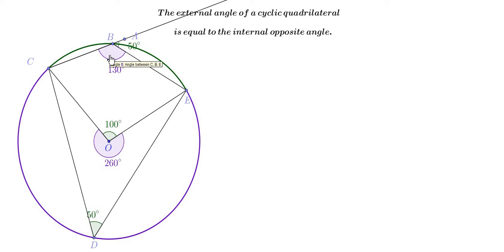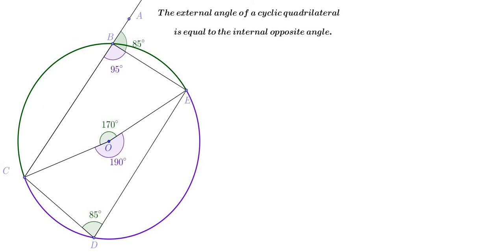With 130 there, double that, the angle that matches with it is 260, and 260 and 100 add to 360, so half of 100 is 50. Consequently, you can check and see that the external angle, that one there, is equal to the internal opposite one. So that's the end of the demonstration.